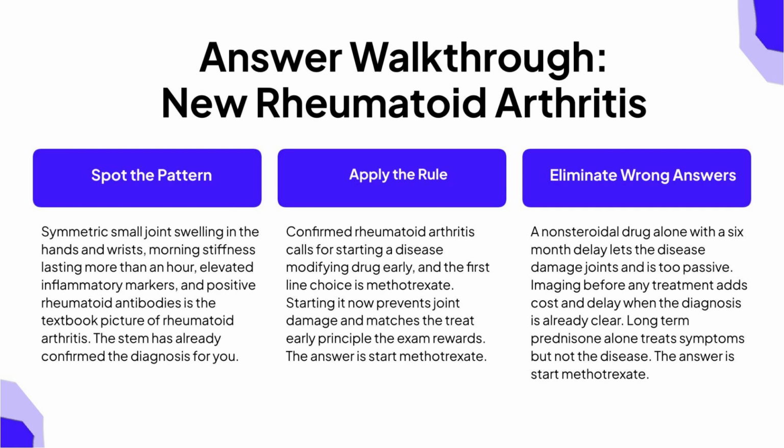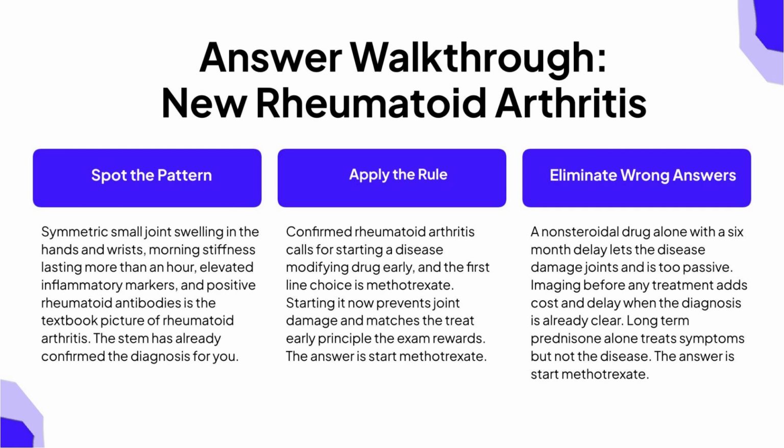Third, eliminate the wrong answers. A non-steroidal drug alone with a 6-month delay is too passive and lets the disease damage joints. Imaging before any treatment just adds cost and delay when the diagnosis is already clear. Long-term prednisone alone controls symptoms but never treats the underlying disease.